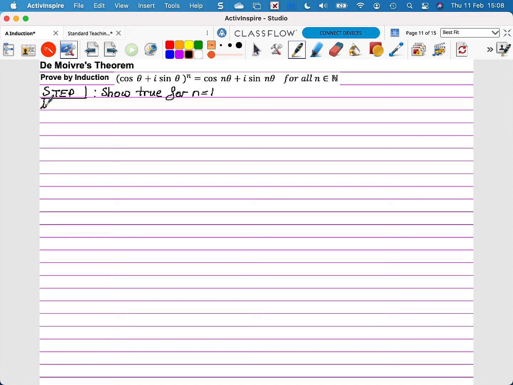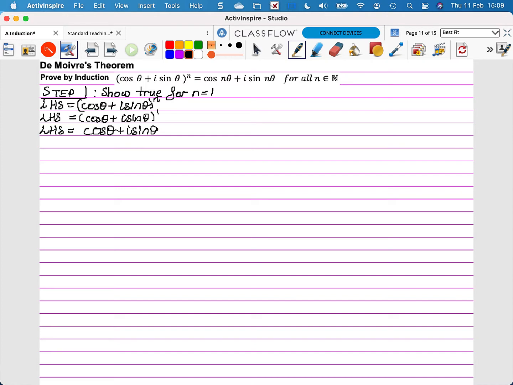At the moment what we have is the left-hand side is equal to (cos theta + i sin theta) in brackets to the power of n. So when we substitute n equals 1, we end up with (cos theta + i sin theta) to the power of 1. And we know that anything to the power of 1 just stays the same. So that becomes cos theta + i sin theta.